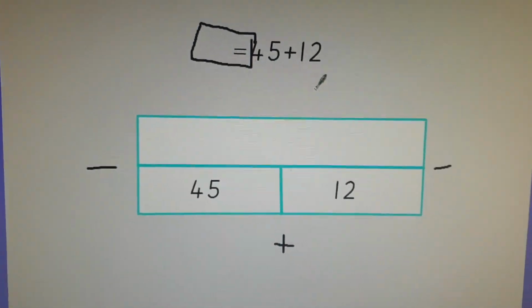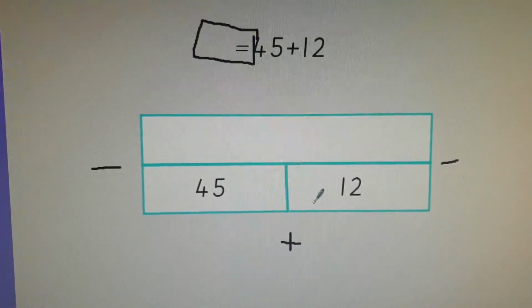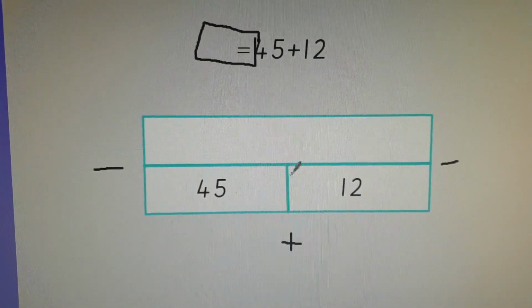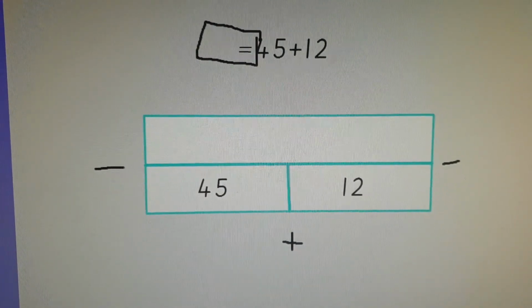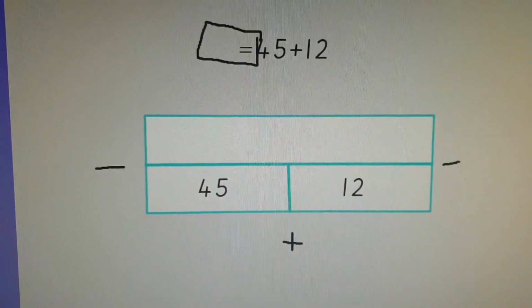So today, although the bar isn't helping you to work out the answer, because you still need to do your tens and ones, it is important because later on in the week we're going to be using this to help us. And if we don't put our numbers in the right places now, it's going to be trickier later in the week.